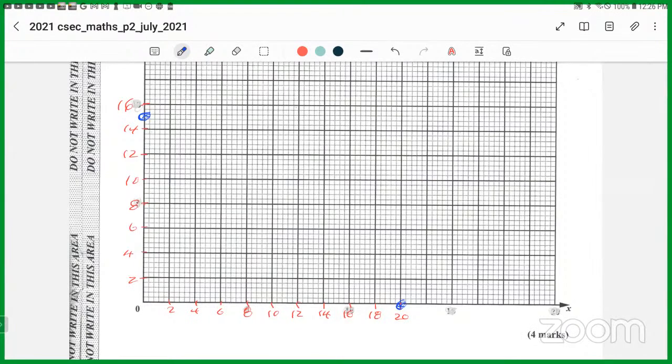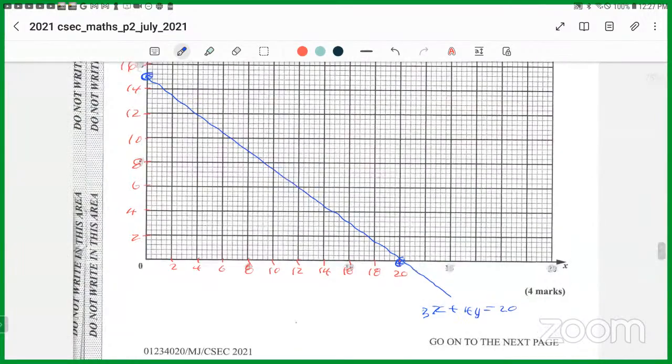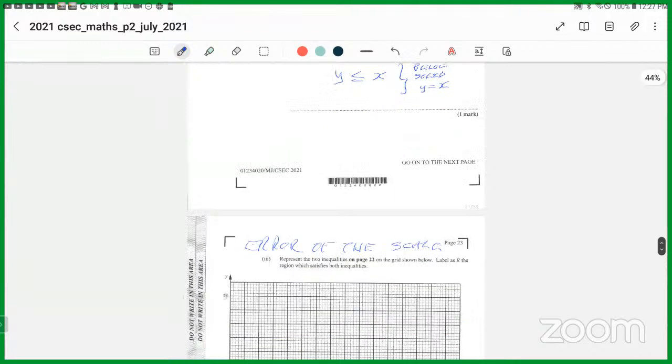So use your ruler and you draw a straight line. So you go like that. Label the line with the equal sign. This is 3x plus 4y equals 60. Yeah, 60, sorry, 60.